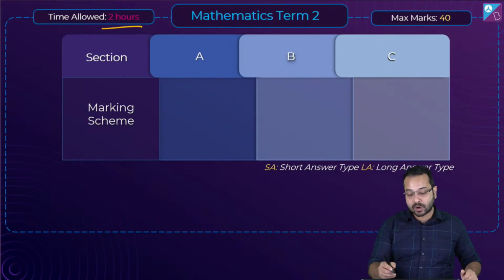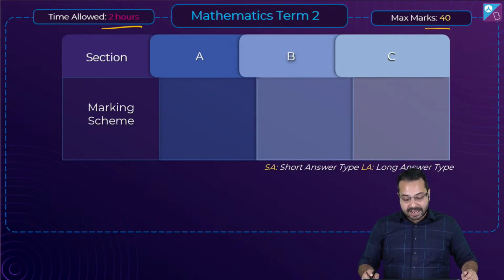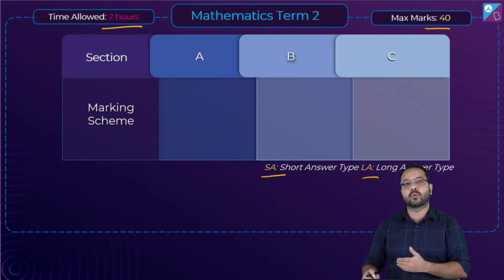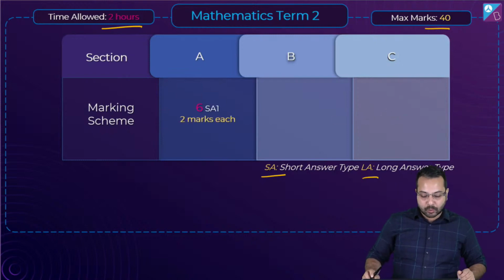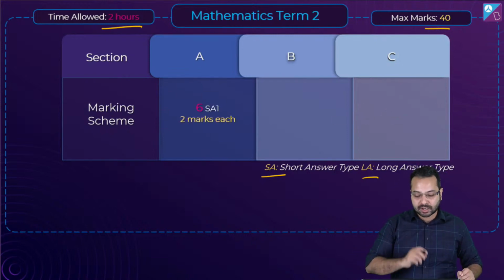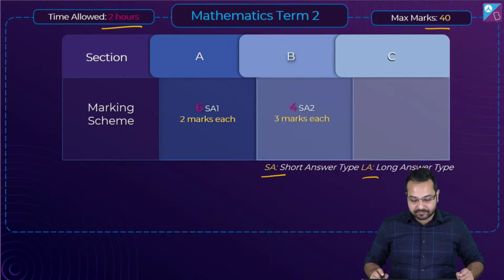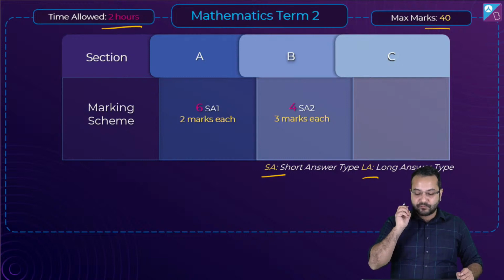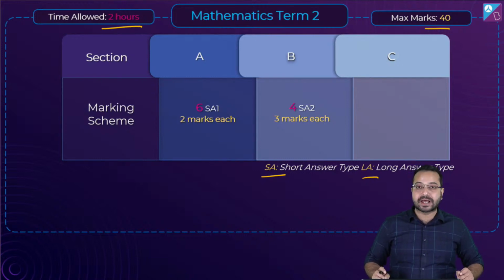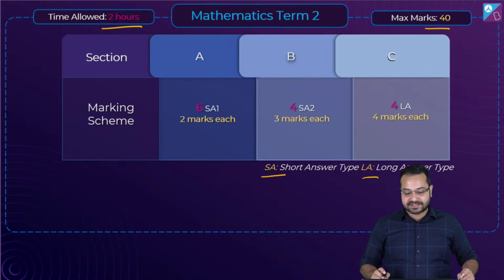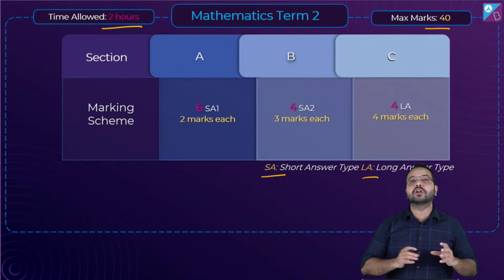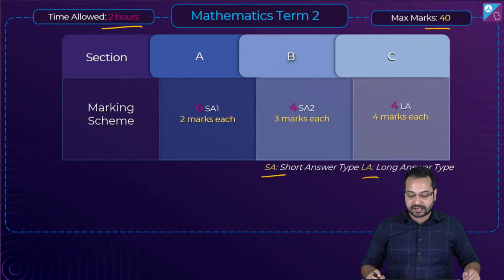So time allowed is 2 hours, the maximum marks is 40, and then we are going to have some short answer type questions and some long answer type questions, which are abbreviated as SA and LA. Let's go section wise. In Section A, there are going to be 6 short answer type questions and they are going to carry 2 marks each. In Section B, there are going to be 4 short answer type questions and they are going to carry 3 marks each.